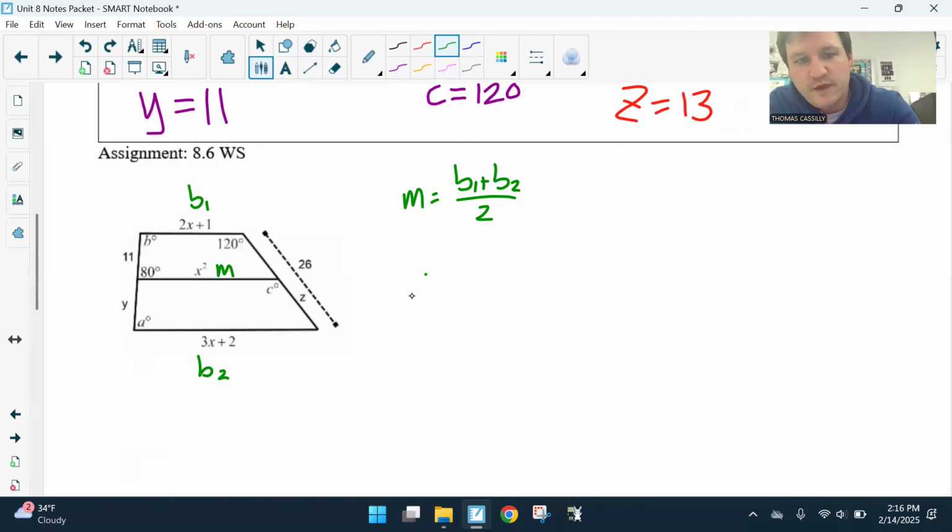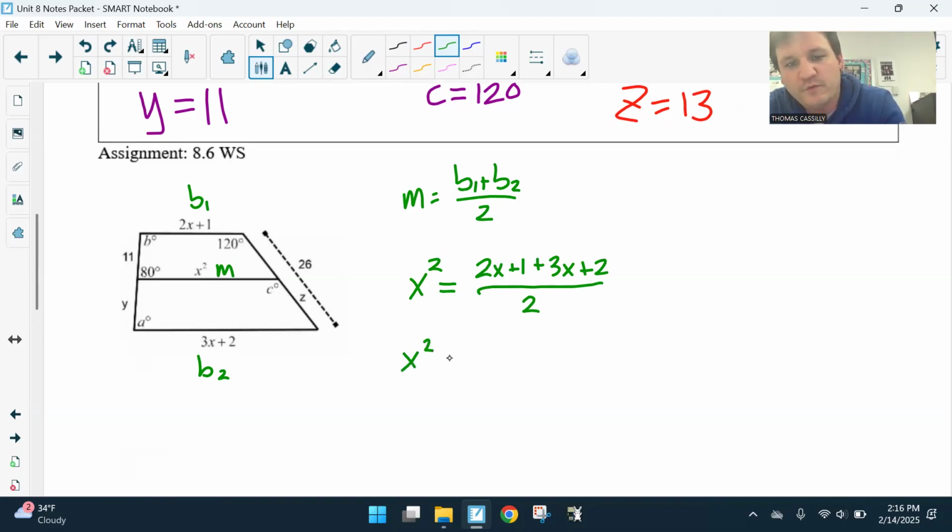I know m is x squared. All right, base 1 is 2x plus 1. Base 2 is 3x plus 2. All right, and we divide all of that by 2, right? We're just chopping it all in half. So first things first on this problem, before we start moving stuff around, it's going to be useful to combine any like terms, condense anything that we have. So I got a 2x and a 3x. That's going to give me 5x's total plus a 3 all over 2.